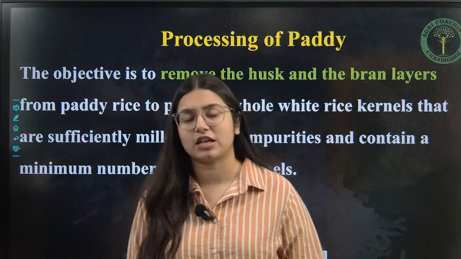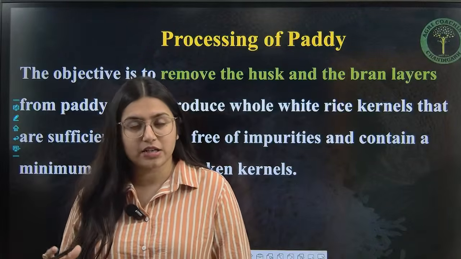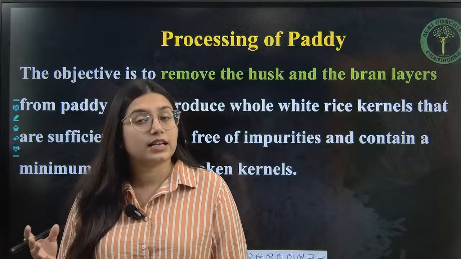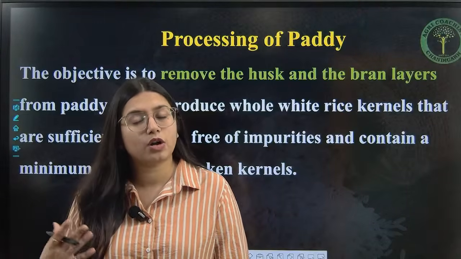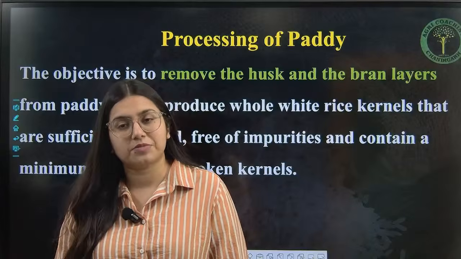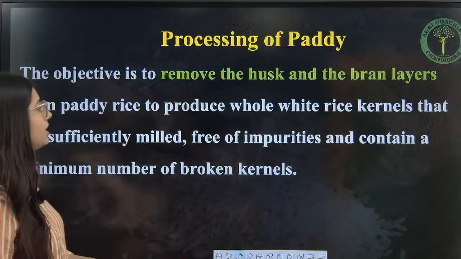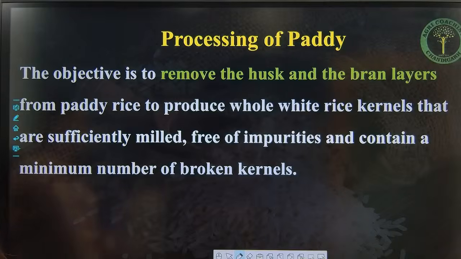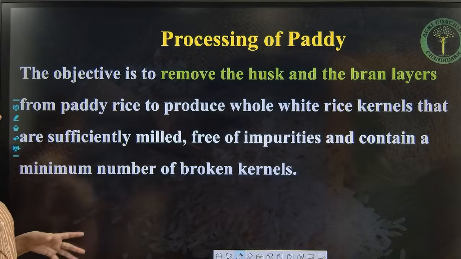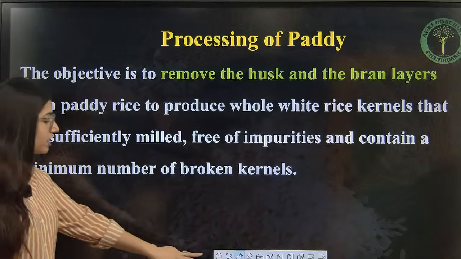That's the simplest meaning. And this processing part includes various steps: cleaning, parboiling, hulling, milling, polishing. These are the various steps that are part of processing of paddy. The objective is to remove the husk and the bran layers from paddy rice to produce whole white rice kernels that are sufficiently mellow, free of impurities and contain a minimum number of broken kernels.